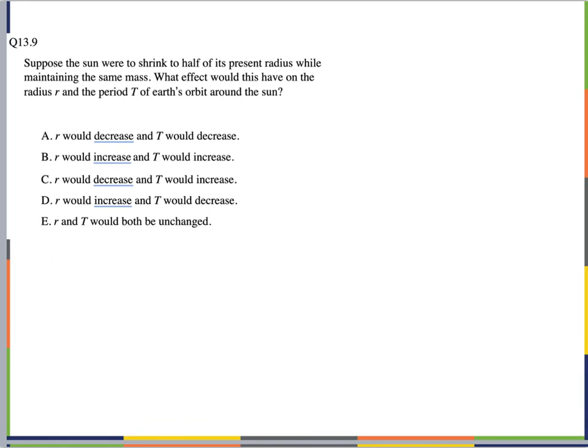So, thinking about that, if we took the sun and shrunk it to half of its present radius, but it kept the same mass, we want to know what effect it would have on the radius and the period of the Earth's orbit around the sun. Well, we just derived the expression for the period and said that it was 2 pi over the square root of big G times the mass of the sun, times r to the 3/2. So there's nothing here that's going to change. The period doesn't change, and the radius doesn't change, so they just completely don't change at all.